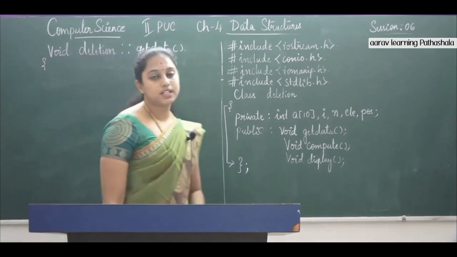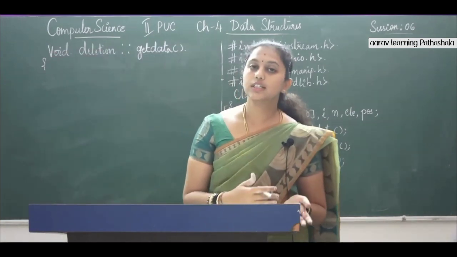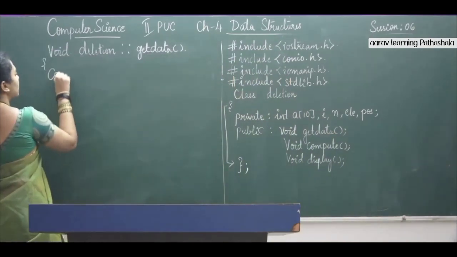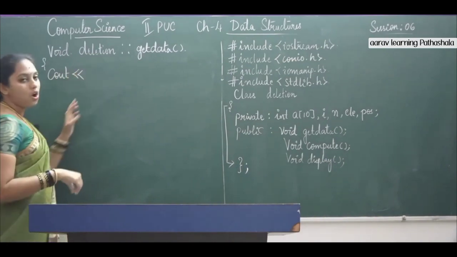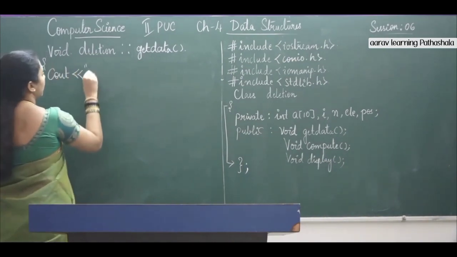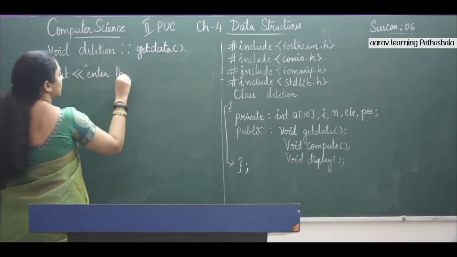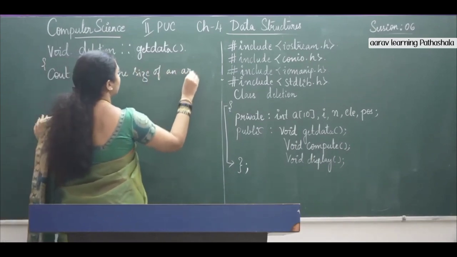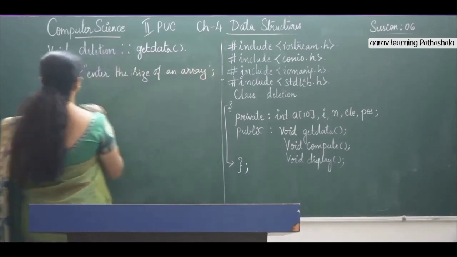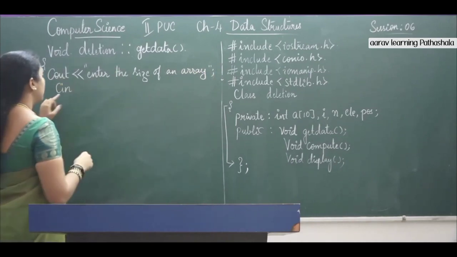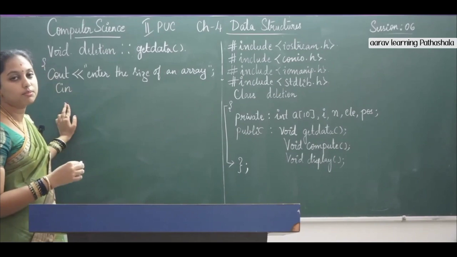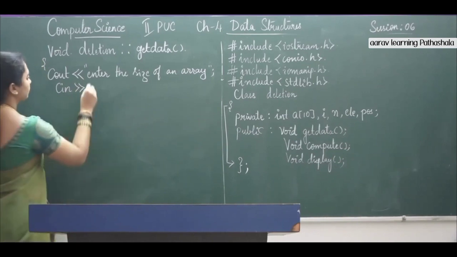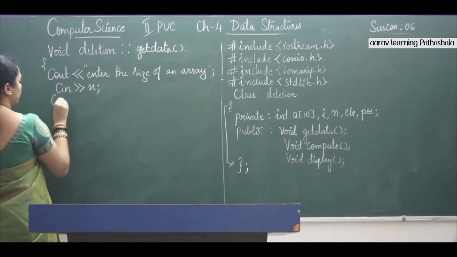So, if I want to print some data on the display screen, I am going to display it using the cout statement with the insertion operator. Enter the size of an array. So the cin statement is used to read the data from the standard input device using the extraction operator. The size of an array is n.